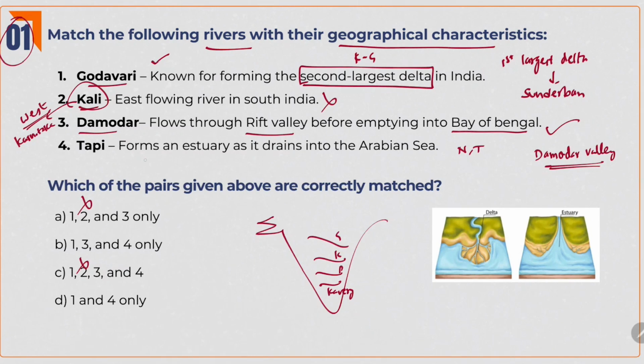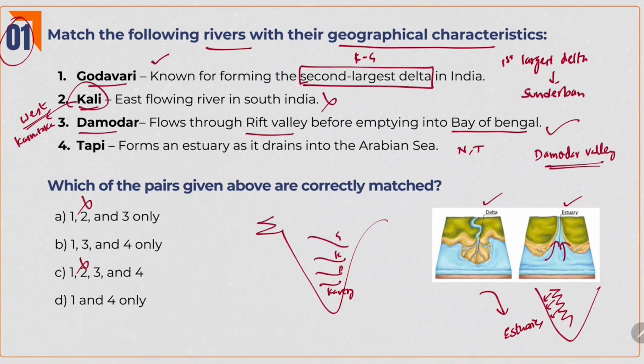In the fourth one, Tapi forms an estuary as it drains into Arabian Sea. Here, first I'll tell what is the difference between estuary and delta. See, when a river is flowing from a valley or significant height, it can't deposit sediments. And other thing is, if you see the west flowing rivers like this, most of them originate in Western Ghats. There is very little distance from here. So sediments won't be there. All these rivers are flowing through rocks and they won't carry much sediments. Such rivers form estuaries. If you see, here tides are dominant. You can see very high tides.